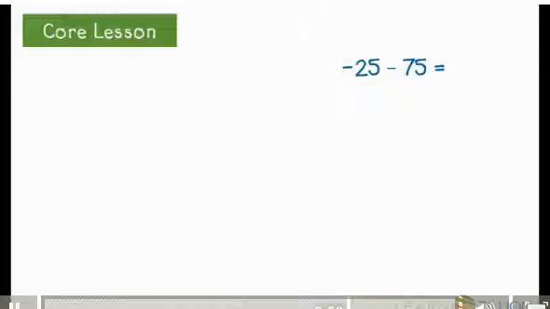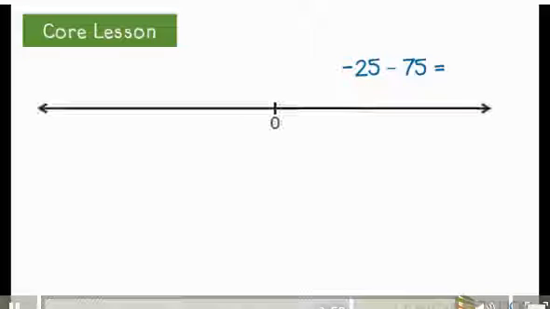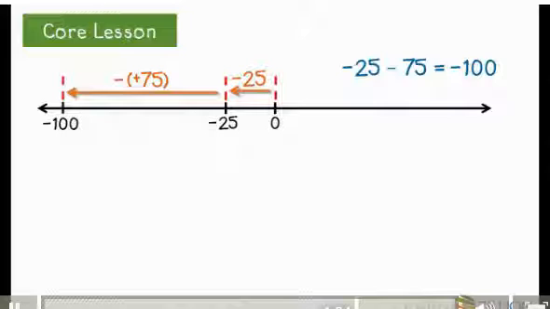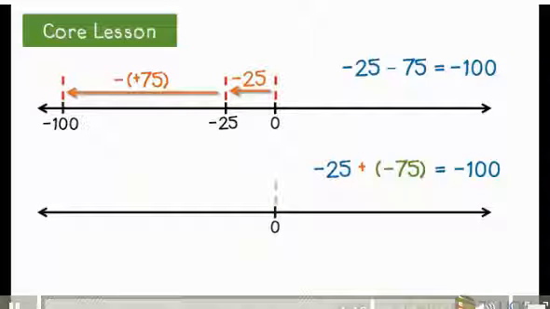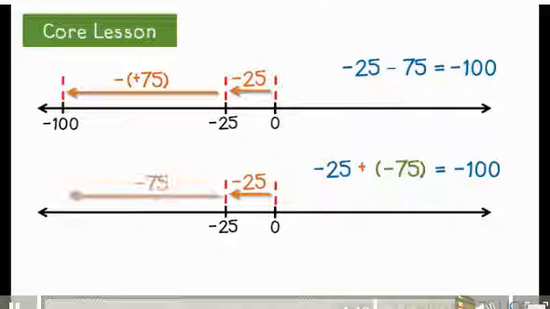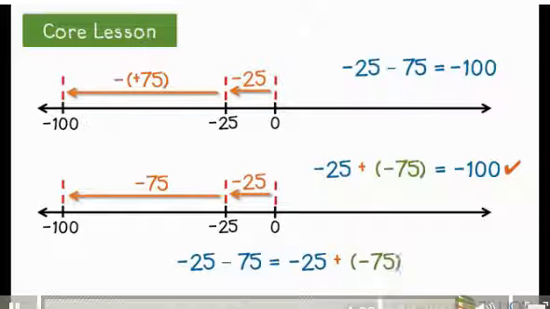Negative 25 minus 75. If we complete this problem on a number line, we can see that the answer is negative 100. If we change the problem to add the opposite number, it becomes negative 25 plus negative 75, and we expect the answer to still be negative 100. We can prove on a number line that the answer is indeed negative 100. Therefore, the two equations are equivalent.